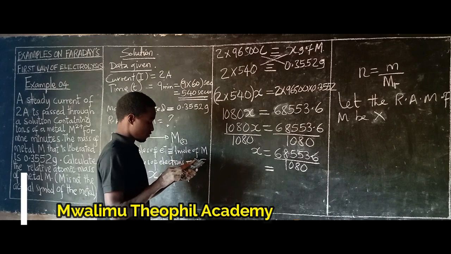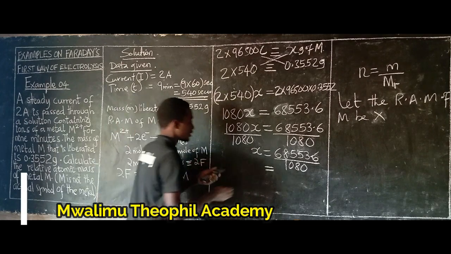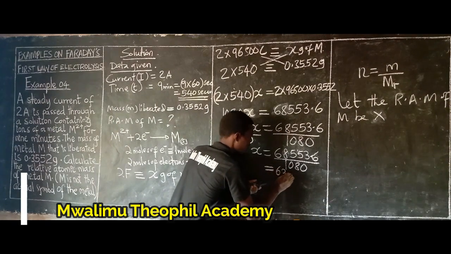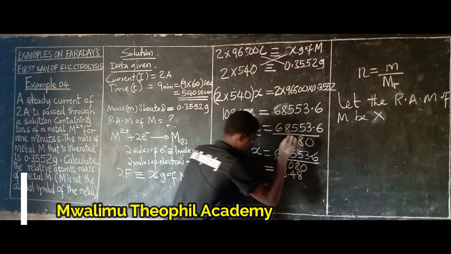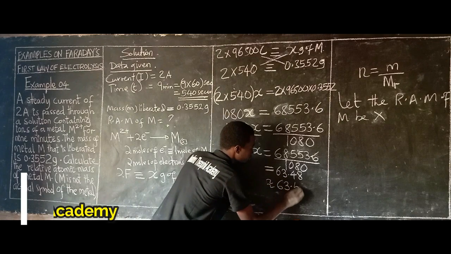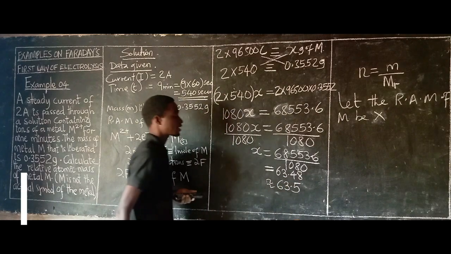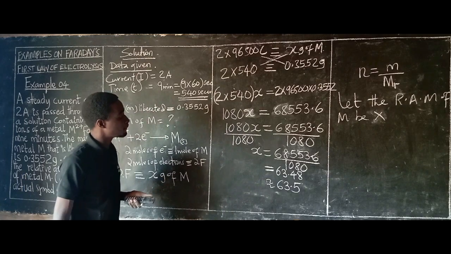It will be this one over 1008. So we're going to get 63.448. This is approximately 63.5. This is the relative atomic mass of metal M.